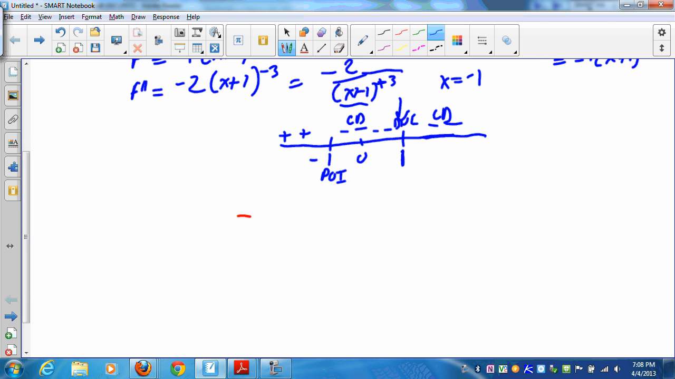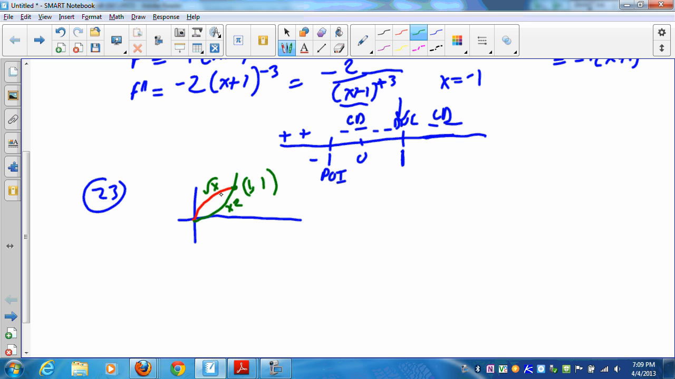Okay, let's take a look at 23. 23 has a picture of a graph, and it's sort of overlapping. One starts off here, and the other one kind of does this, and they come together at, looks like, 1, 1. And you have x squared here, and the square root of x there. And they want to know not actually what the area is, but what's the integral of that.